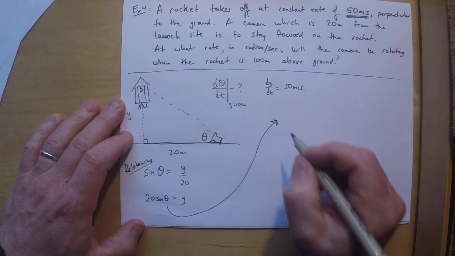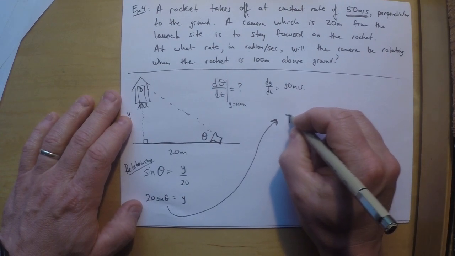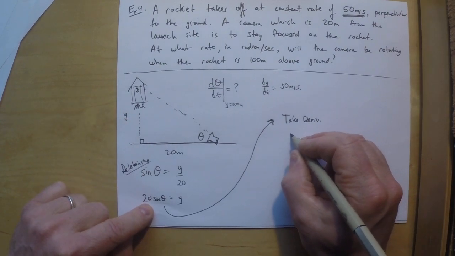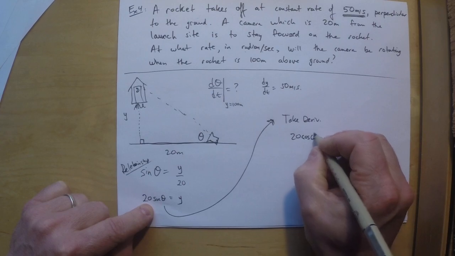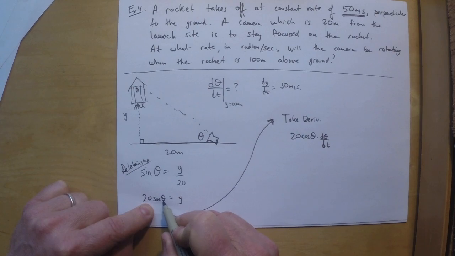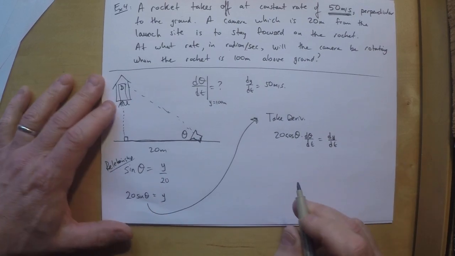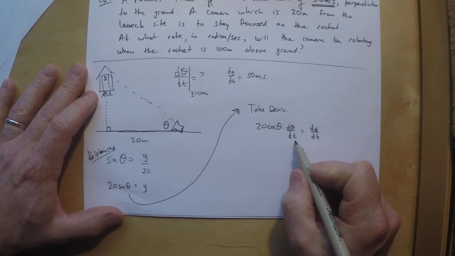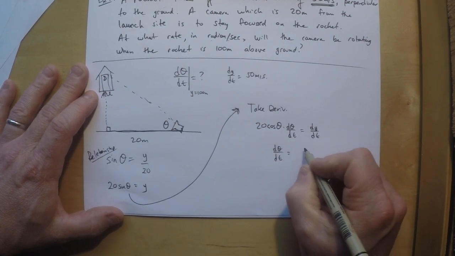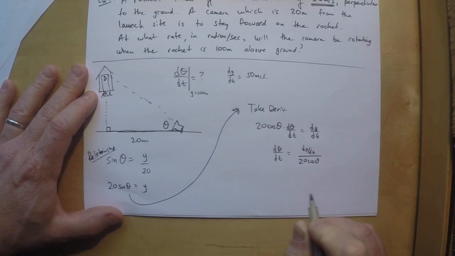From there, what are we going to do? We need to, at that point, take the derivative. So take the derivative, and the derivative is 20 cos theta times d theta/dt, because that is the derivative of the inside, equals the derivative of y with respect to time, which is dy/dt. And at that point, we are going to solve for d theta/dt. D theta/dt is dy/dt divided by 20 cos theta.